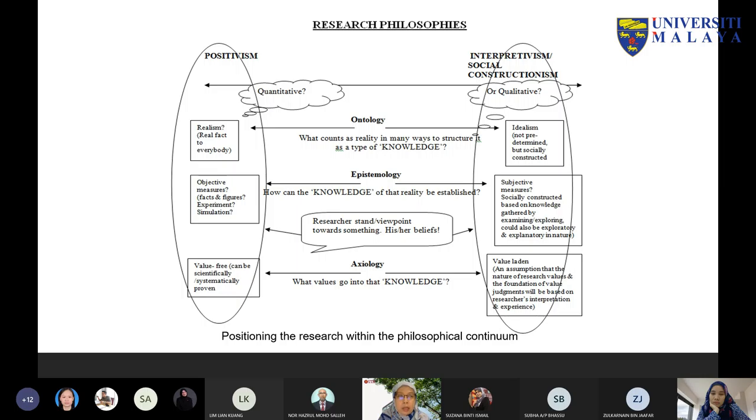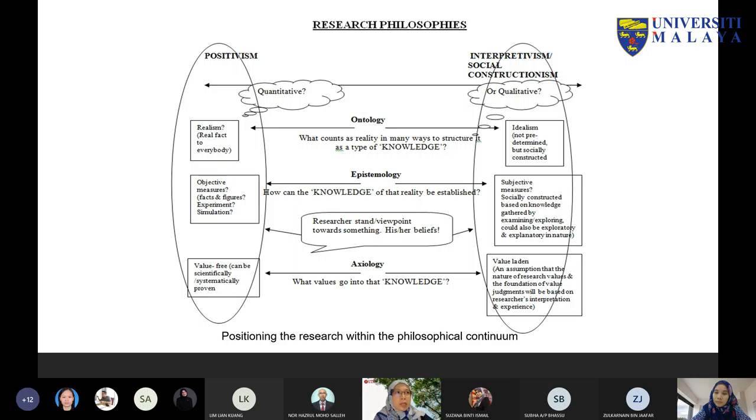While on the other hand, value laden is the assumption that you are part of the instrument to interpret the data based on your experience. Value laden means it's a value bias. For the panel to not fully understand what is meant by value bias is involved. When it involves humans, of course, it has bias. So how you tackle bias, I will share with you later. So axiology, you need to be extra careful when you discuss it and explain it.